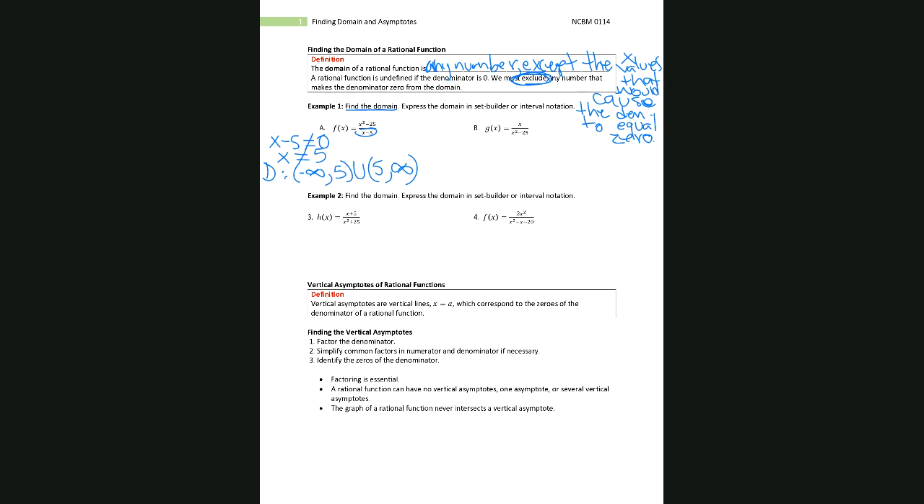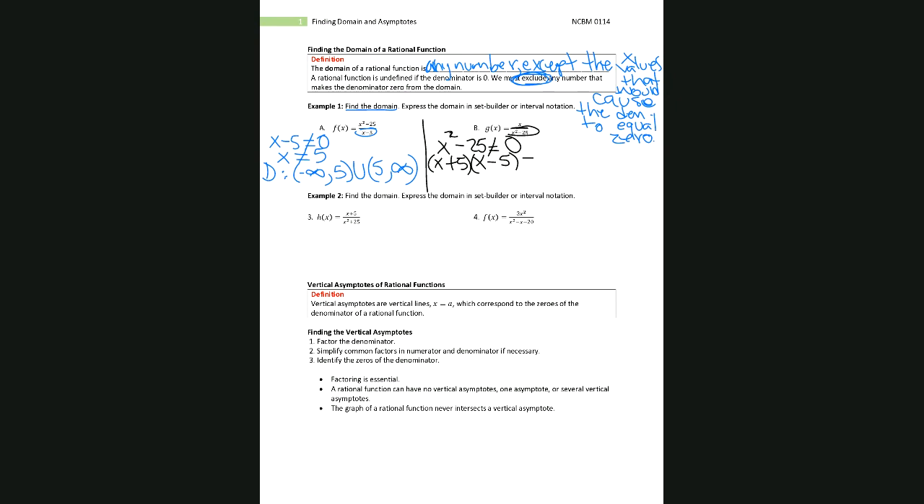Now the next one, we're going to approach it the same way. We're going to take what's in the denominator, which in this case is a quadratic expression, and here we could solve it two different ways. First, we say that cannot equal 0. So we could factor this. It is a difference of squares, so it will be x plus 5 and x minus 5 equals 0.